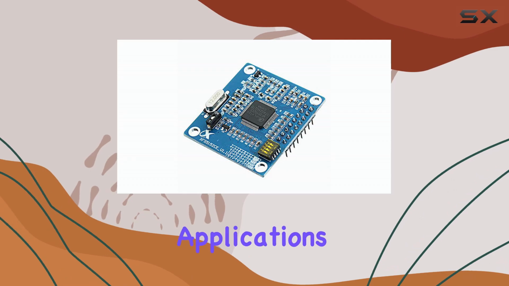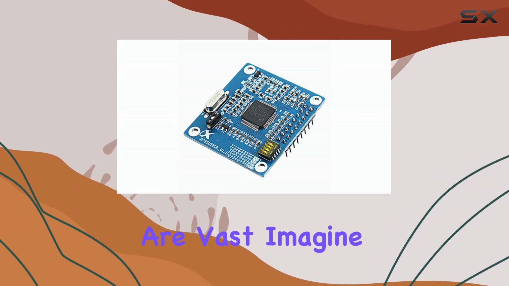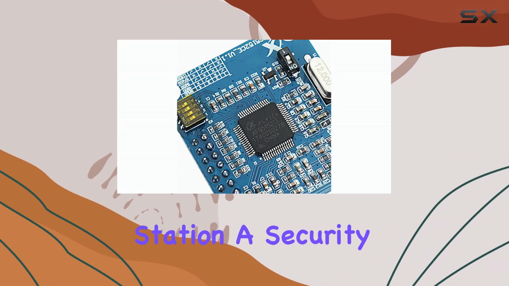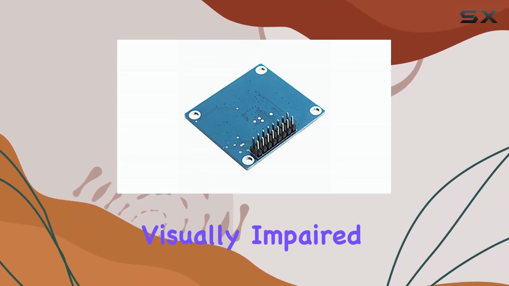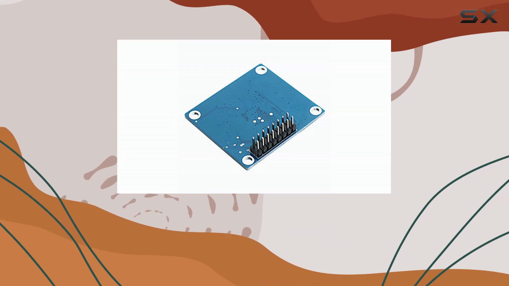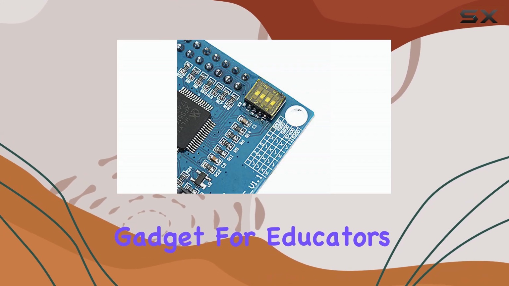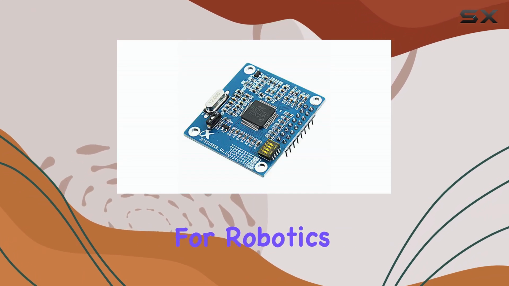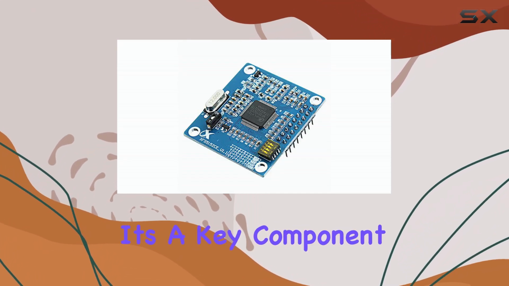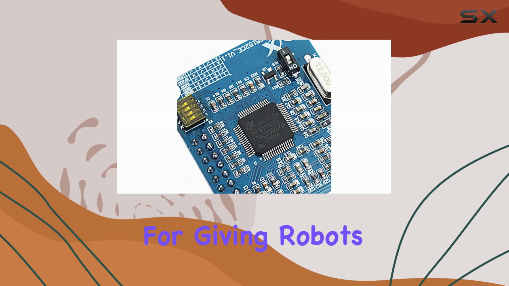The potential applications are vast. Imagine a talking weather station, a security system that announces events, a navigation aid for the visually impaired, or even just adding a fun voice interface to a simple gadget. For educators, it could be used in interactive learning tools. For robotics enthusiasts, it's a key component for giving robots a voice.